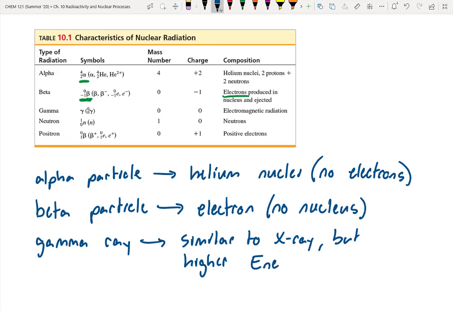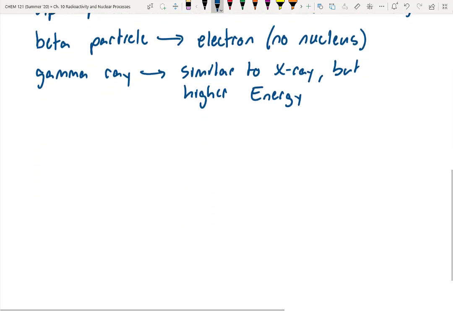And the other thing I did want to say is some students will look at this and they'll say, well, if I have a radioactive substance, does it emit all of these, or does it emit some of these, or does it only emit one of these? The answer is it can emit some, but not necessarily all of these. Okay, so let's take a look at an example set.